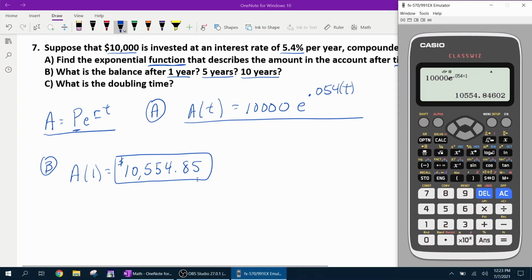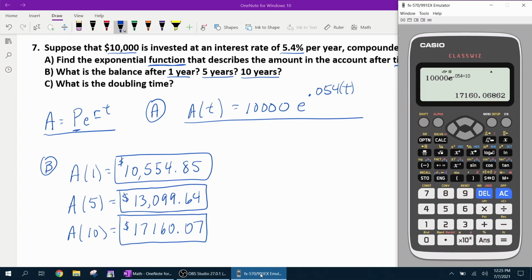Now then, to make the other two values super easy, we're going to use our calculator secret weapon, which is the backspace button. And we're simply going to delete the 1 and insert a 5. And this will give us the amount in the account after 5 years, $13,099.64. Alright, so there's the answer for 5 years. And then again for 10 years, we're just going to backspace, delete the 5, input a 10, and round to the nearest penny.